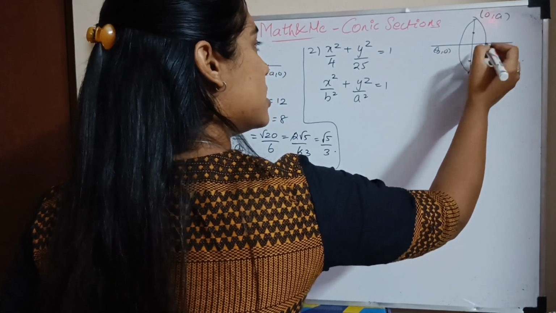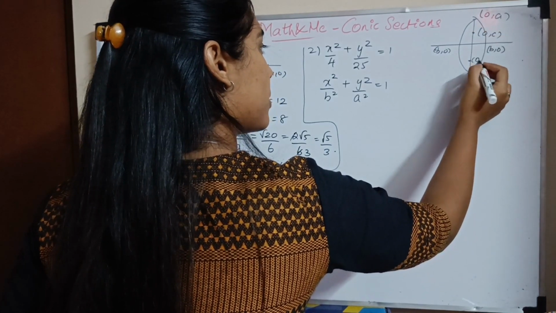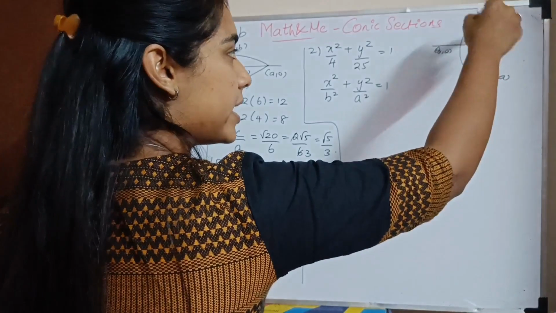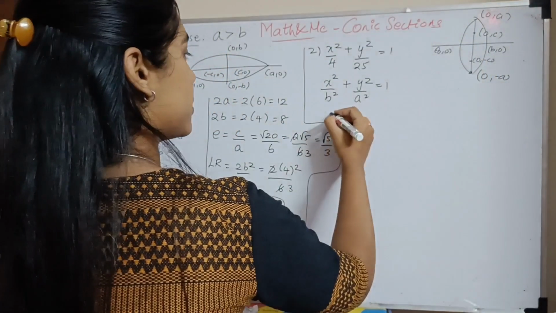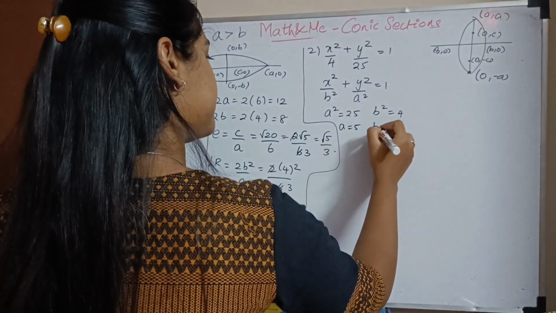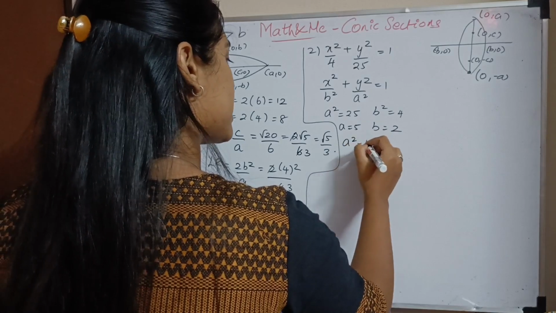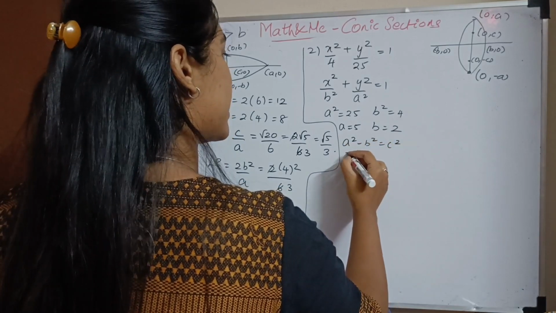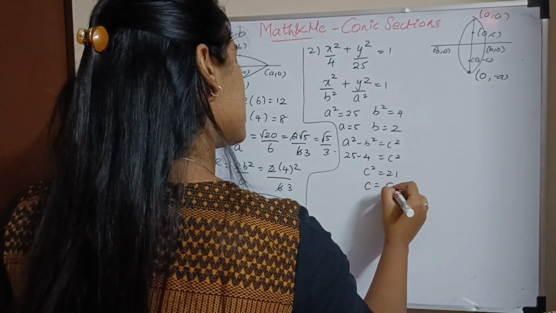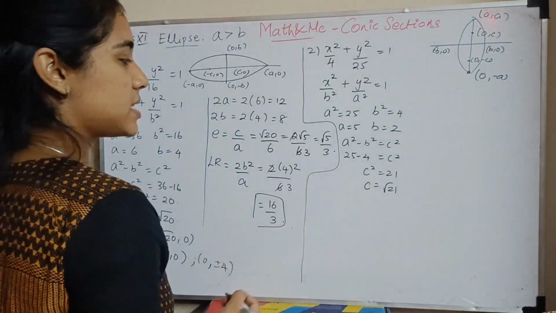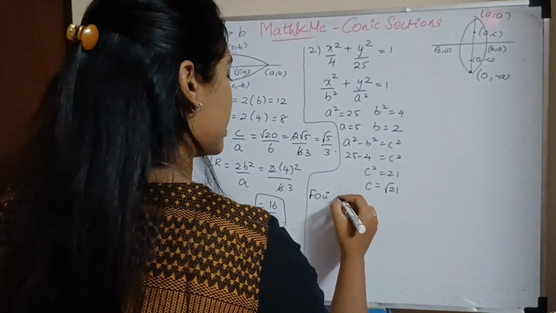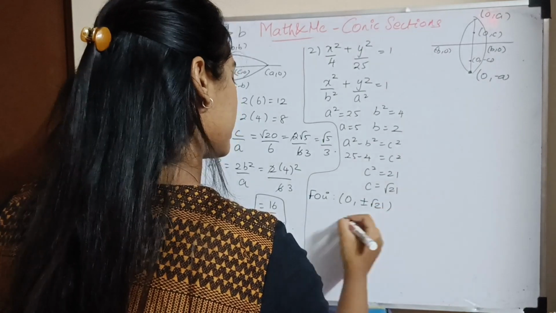Where are the foci? Here. So it is 0 comma c and 0 comma minus c. Be very careful when you are writing the coordinates. Whether it is along the x axis or along the y axis, be very careful. So what do you have? a square is 25, b square is 4, a is 5 and b is 2. So what is c square? a square minus b square is c square. So I have 25 minus 4, which is c square. c square equals 21, c equals root 21, which is 7 times 3, so it cannot be simplified further. So what are my foci? It is 0 comma plus or minus root 21. Vertices then?